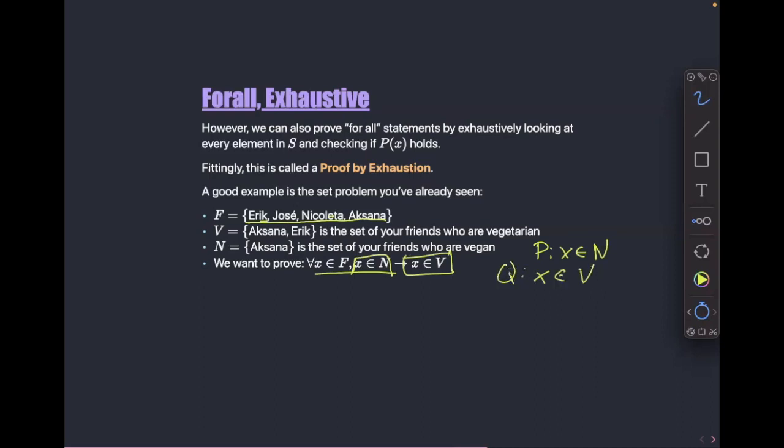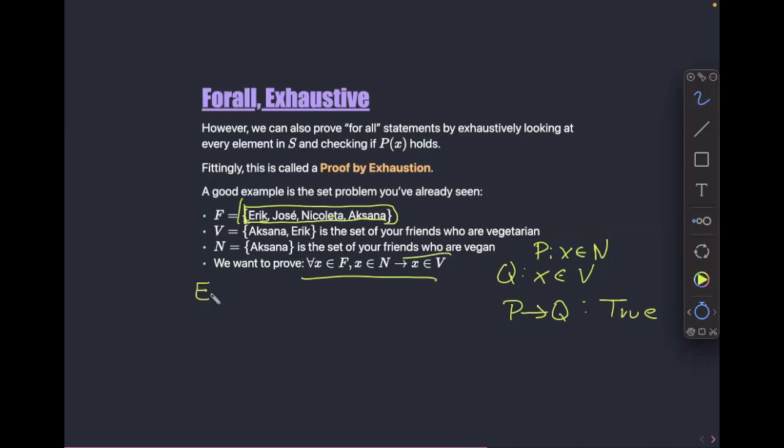I just want to show that P implies Q results in true, so that it holds for all elements of this statement. This statement right here holds for all elements in F so that it evaluates to true, is another way to think about it. You could also think of it as a tautology on these values. So what I can do is literally plug in every value.